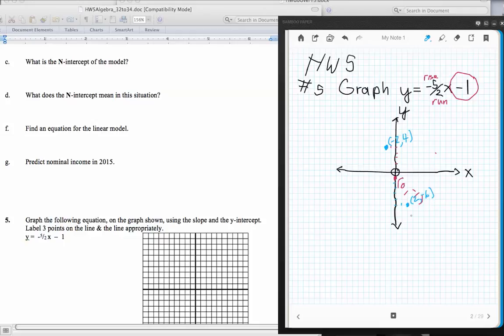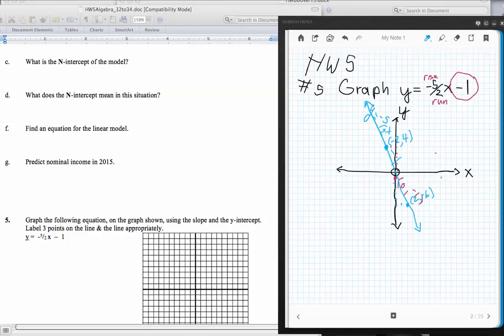Now I would tell you to get out a straight edge and make a line that goes all the way through these. I don't have that option on this, so you'll just have to forgive my really crummy looking line. So there's my line, and the last thing I want you to do with it is label it with the equation. Y is equal to -5/2 x, and then -1. So there's my label.